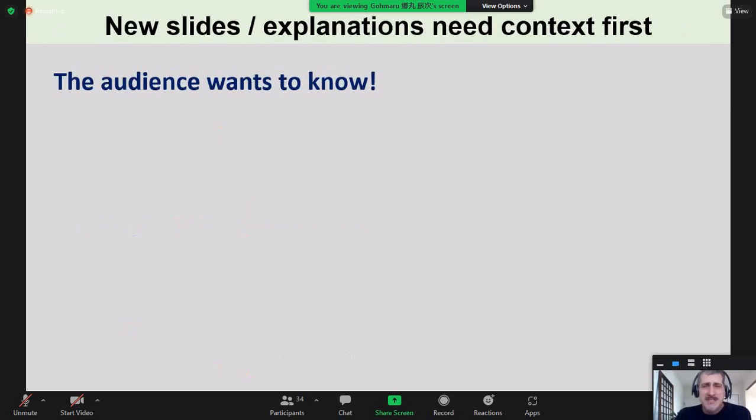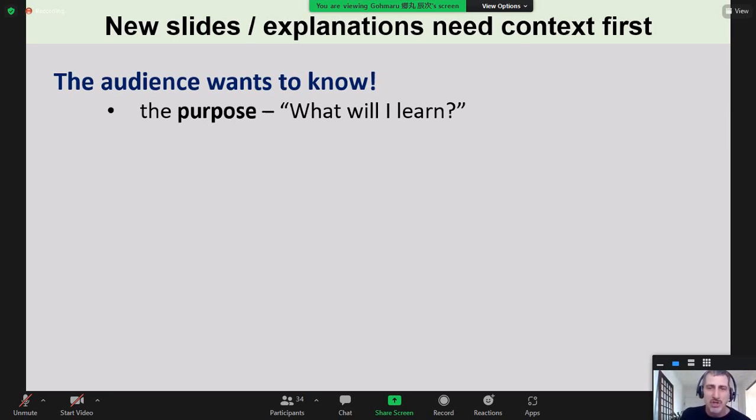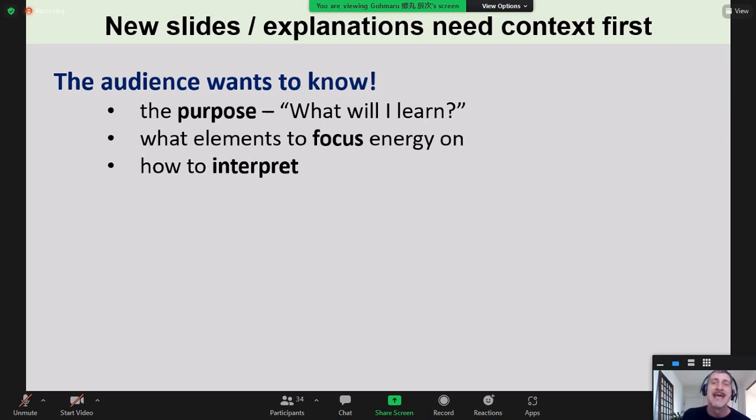So basic rules for this. Any new slide, any graph, any new data, anything new that you present to the scientific audience in a presentation, the audience wants to know, what are we going to learn from this? We need to know what is the purpose of this item first. We need to be able to know what elements inside of that to focus our attention on and how to interpret it as we listen to it. Not store it like a computer and access it later to interpret it, but interpret it in real time.